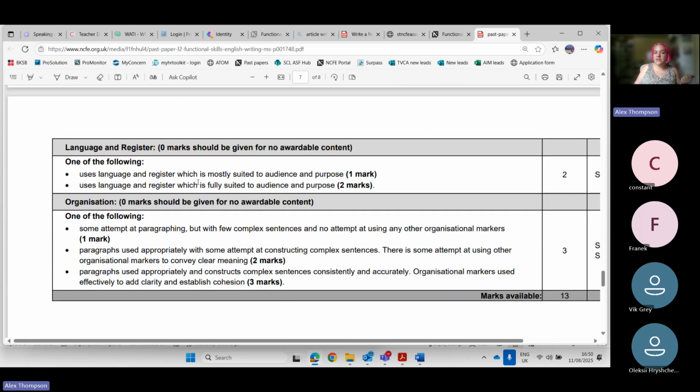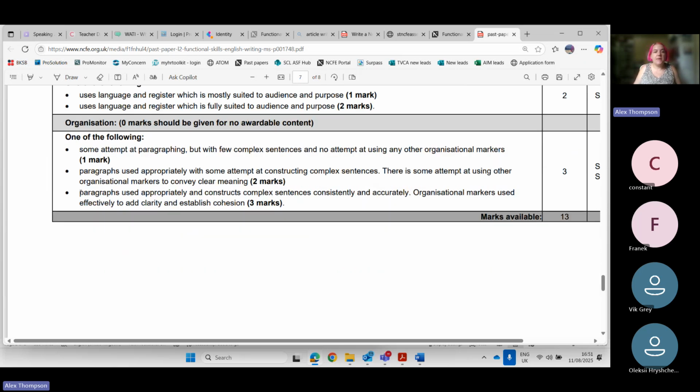Have we used our language and register to suit our audience and purpose? So this is always, if we are writing to people a high academic paper, our language is very different to if we are writing to children. So we need to think about, is our language understandable by everybody who reads a newspaper? In this case, yes, 2 more marks.